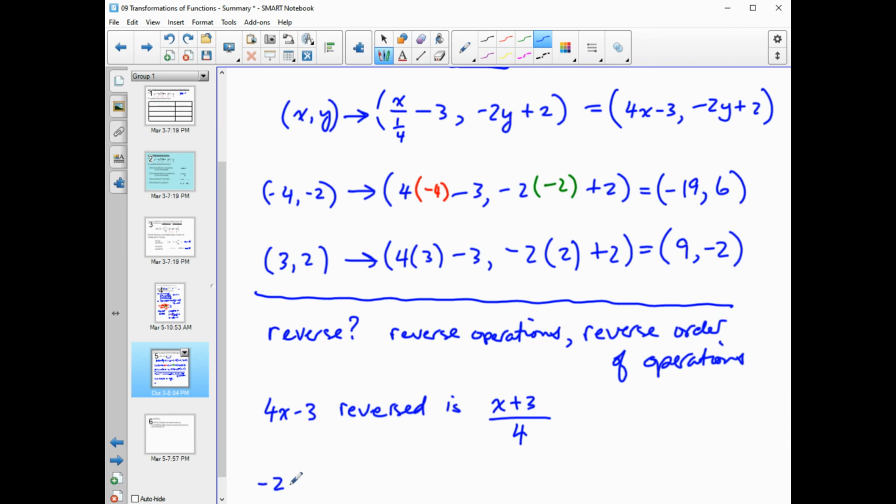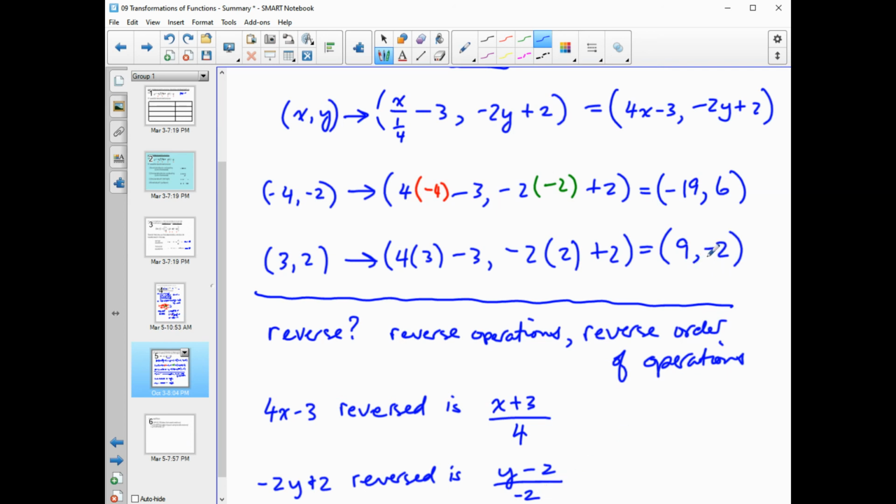Negative 2y plus 2 reversed is, well, what did I do? The last thing I did here was add 2. So the first thing I need to do is subtract 2. And then the first thing I did was multiply by negative 2, so now I'm going to divide by negative 2. Notice also there that the negatives are unchanged.